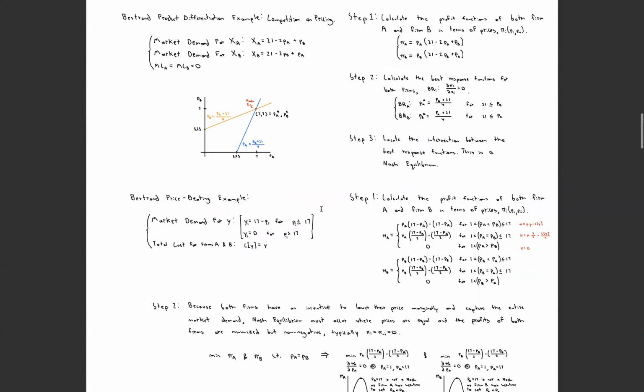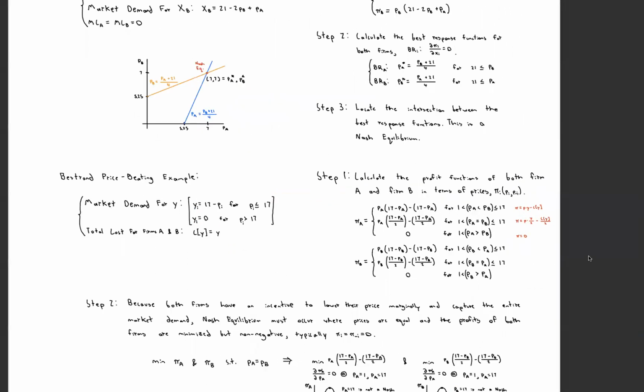Now we'll move on to Bertrand price beating. So step one, again, calculate the profit functions of both firms A and B in terms of prices. Once we have that, we can set it up as such. I'm going to zoom in here just to make sure you can actually see it.